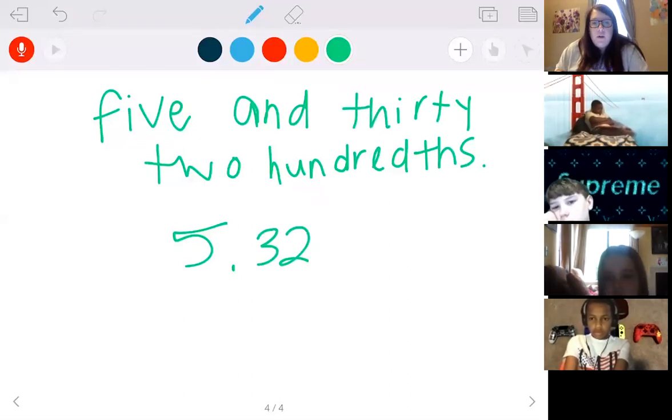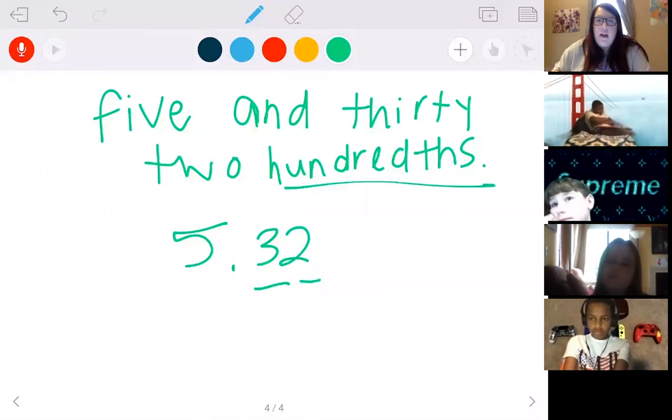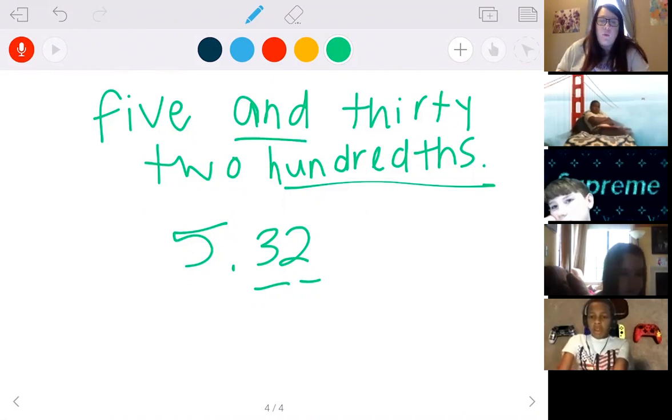You think, how many spaces am I going to have with hundredths? I'm going to have 2 spaces. And then 32 already fills that up anyway. And then 5 comes before the word and, so it goes into the ones place. And means decimals anytime you see that. So just put a decimal anytime you see the word and.